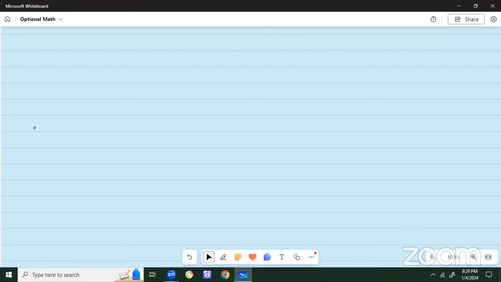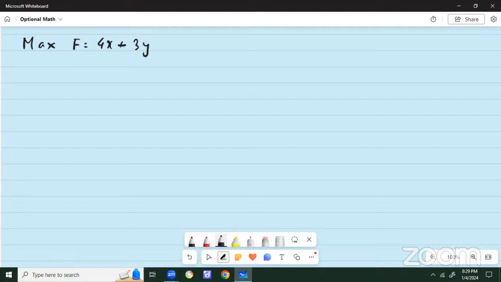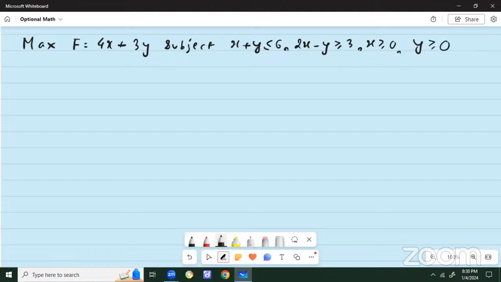Now you have to maximize. We have a question here where we have to maximize the objective function, which is given by f equals to 4x plus 3y, subject to the constraints given by the linear inequalities with two variables: x plus y is less or equals to 6, twice x minus y is greater or equals to 3, and x is greater or equals to 0, y is greater or equals to 0.